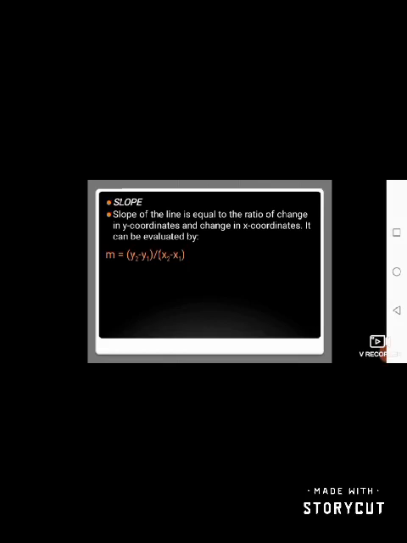So now let's move on to the slope. What is a slope? Slope of the line is equal to the ratio of change in y coordinates and change in x coordinates. It can be evaluated by m is equal to y sub 2 minus y sub 1 over x sub 2 minus x sub 1.